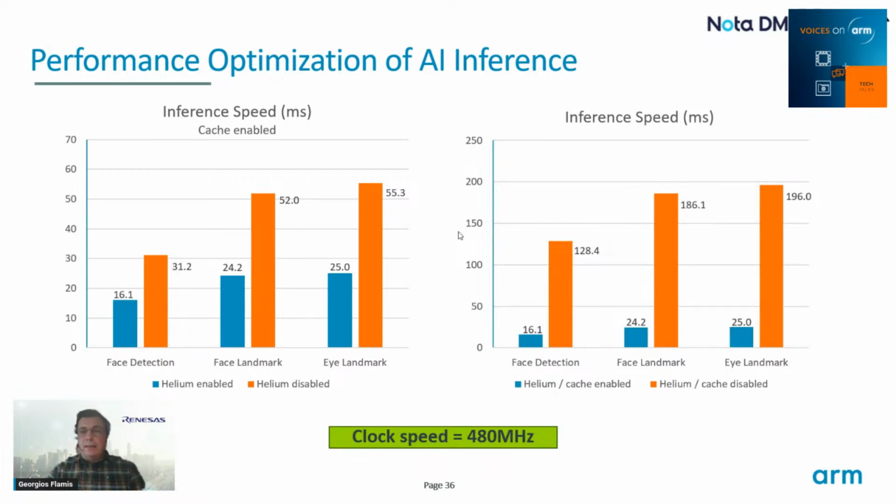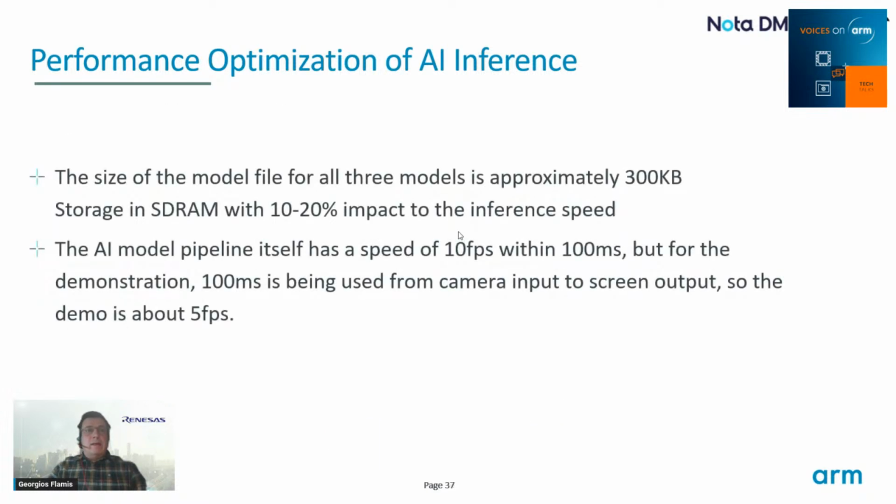inside the RA8D1, where you see that while just Helium can do up to 2.2 times improvement, when we combine that with the memories that are close to the processor, the improvement is reaching almost 8 times faster in this case. Having said that, the size of the model overall is about 300 kilobytes, which is about 1/3 of the available SRAM in the system.